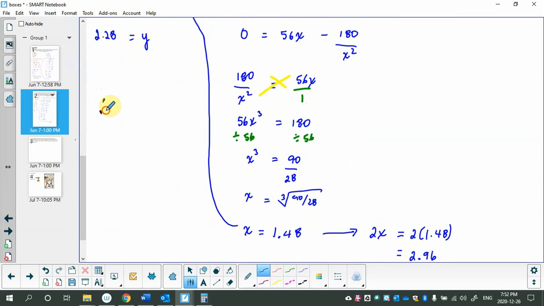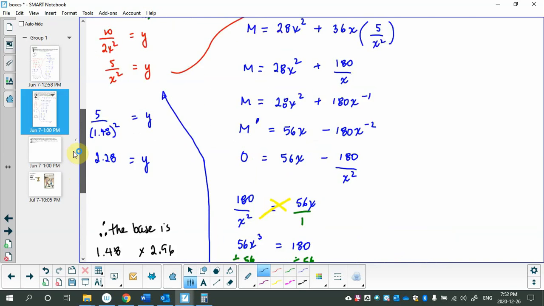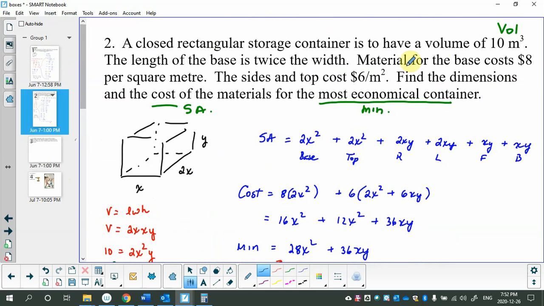So therefore, the base is, and yes, this matters because the base was more expensive, and it is 2.28 tall. Now, I left some blanks because I can't remember what the units were. Meters.